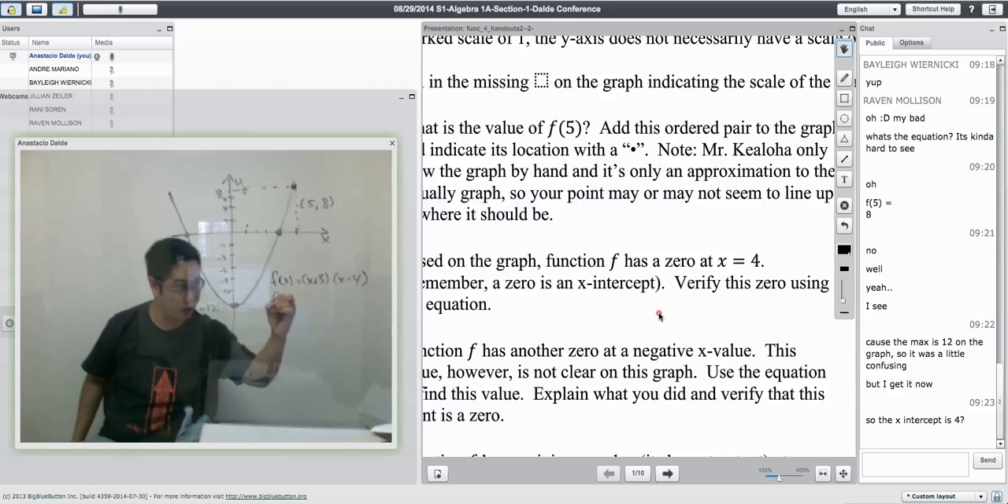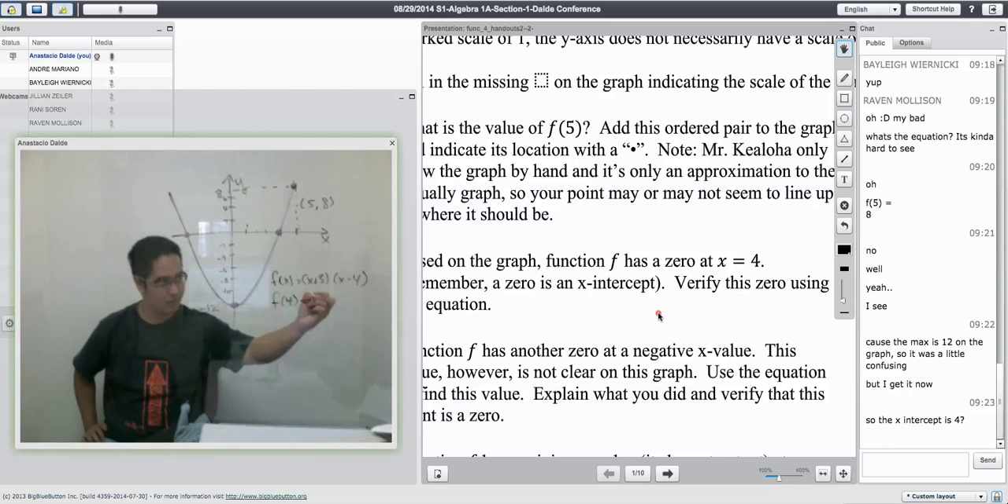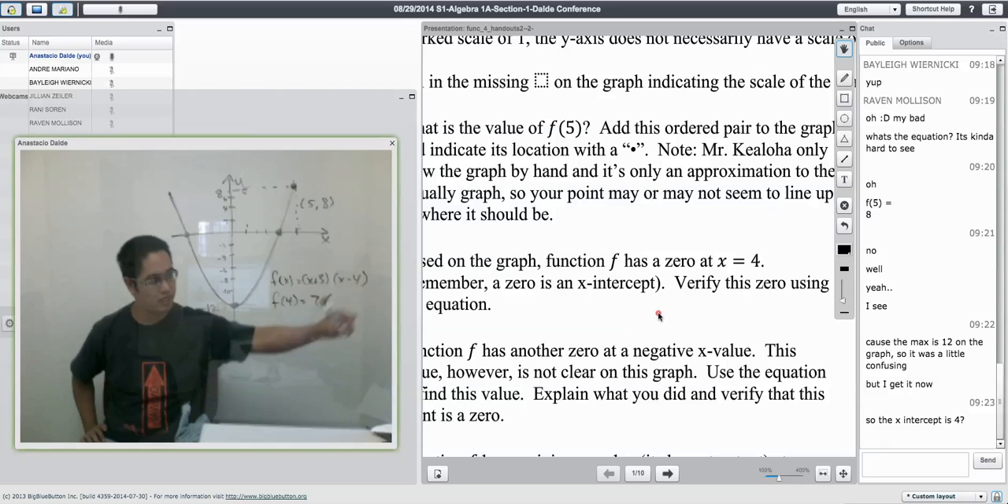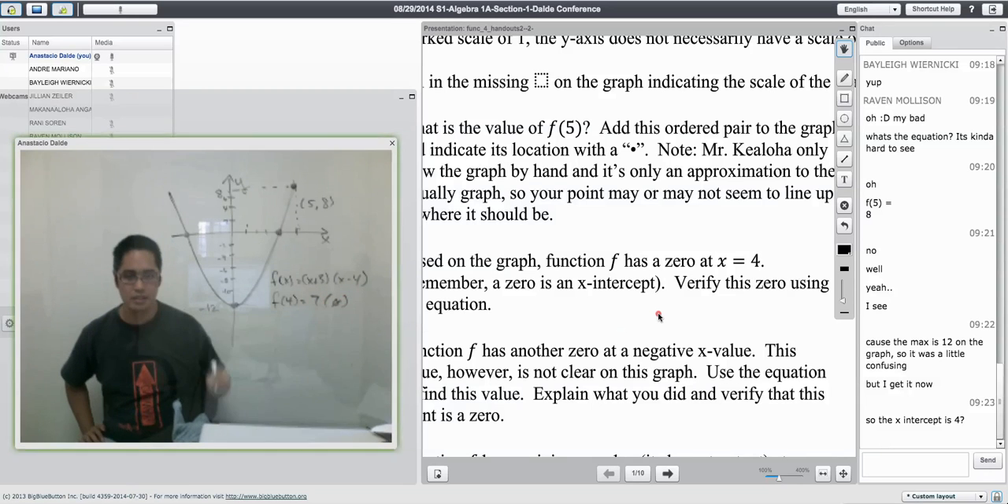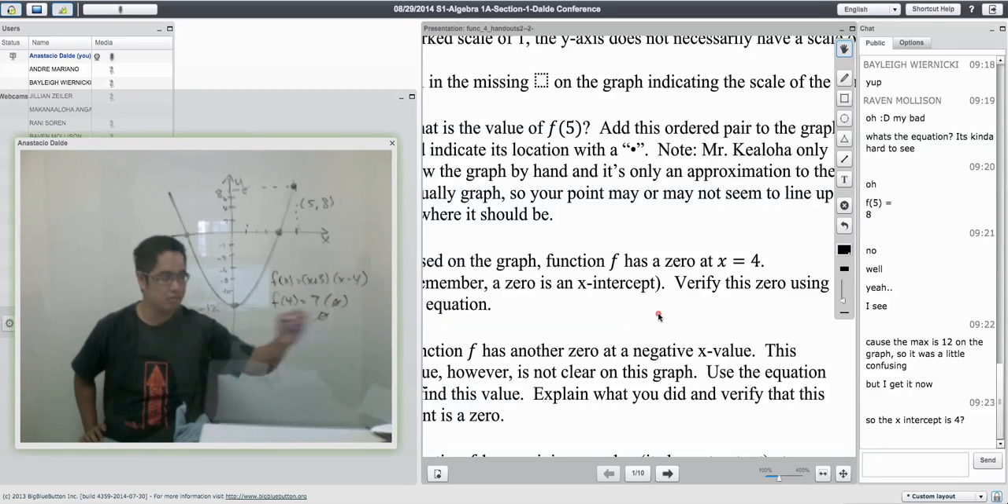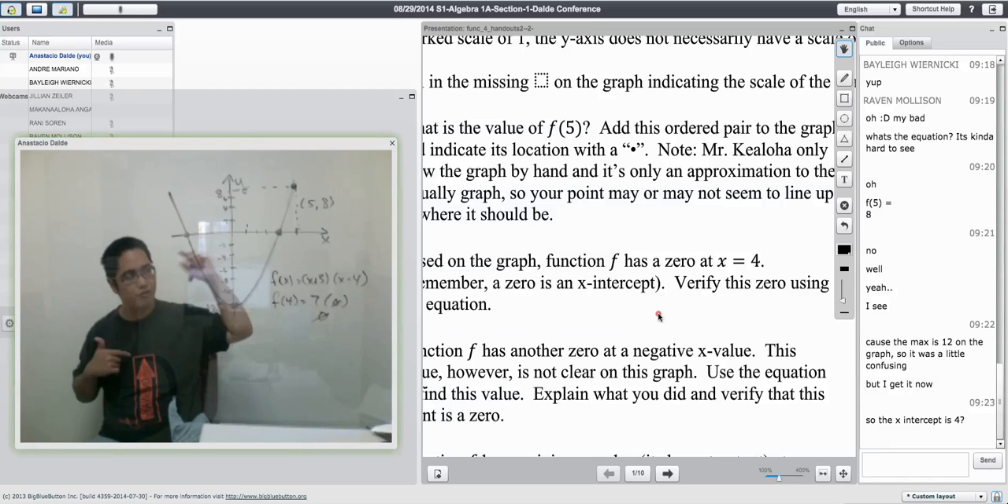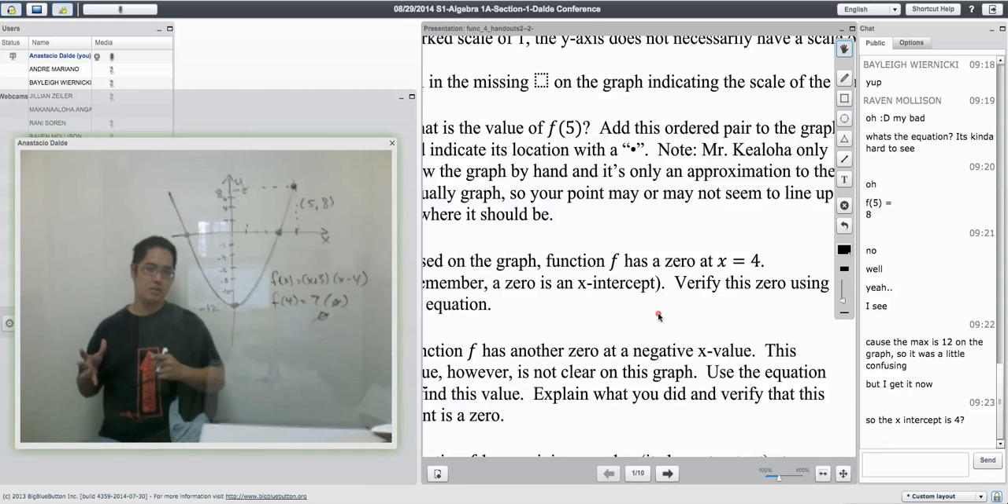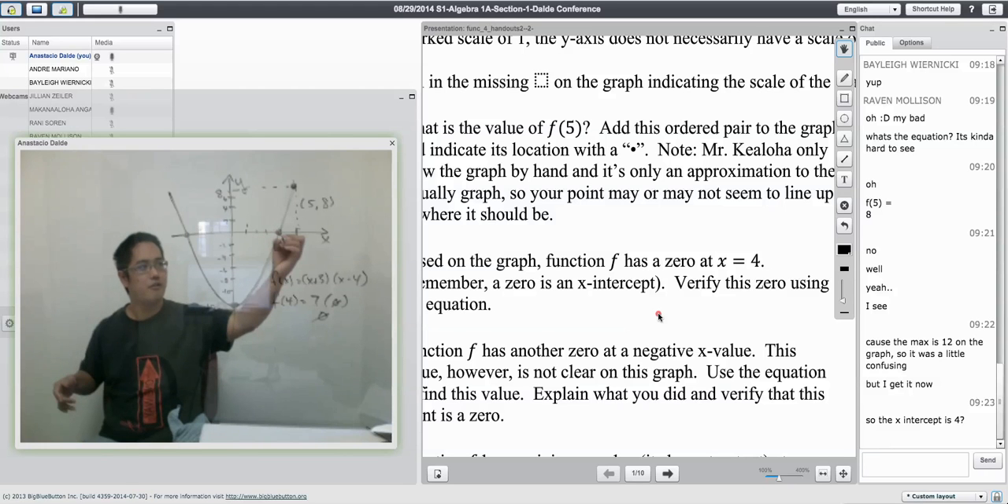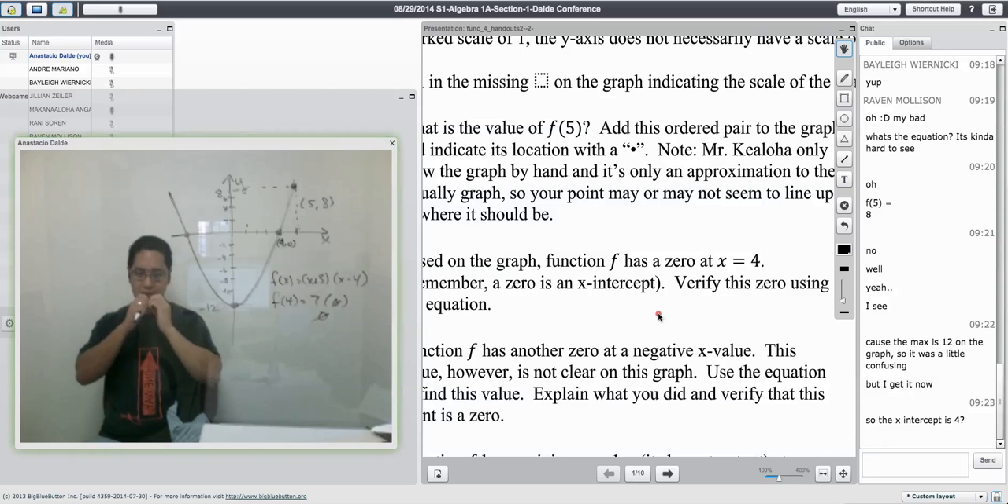So let's calculate what x equals 4 is. 4 plus 3 is 7. 4 minus 4 is 0. 0 times 7 is 0. So therefore, x equals 4 is a good answer. One of the x-intercepts is at 4, 0. Does that make sense?